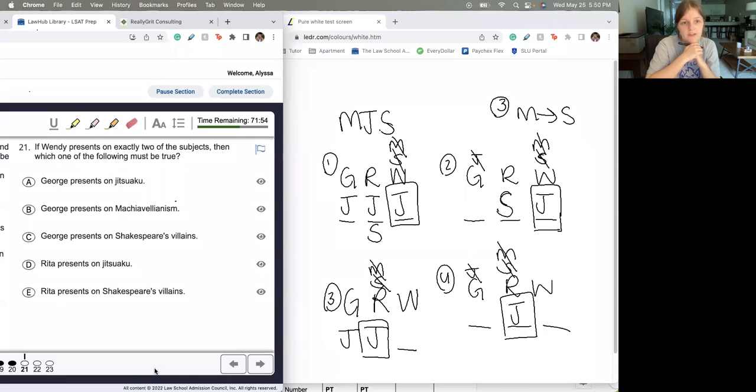Number 21, if W presents on exactly 2 of the subjects, then which one of the following must be true? So I'll give you like 30 to 45 seconds to go over this one, and then we'll discuss it.